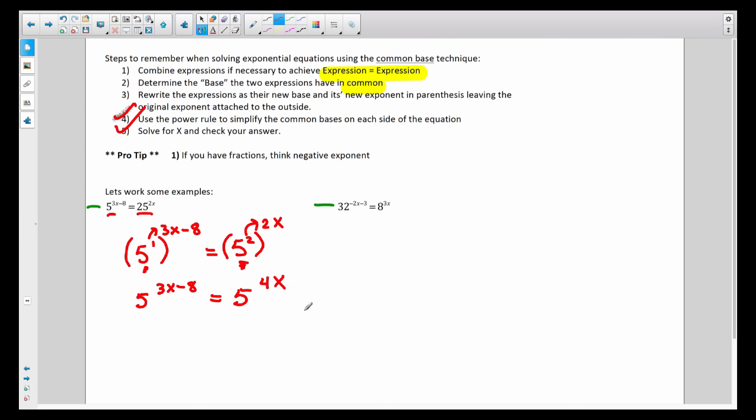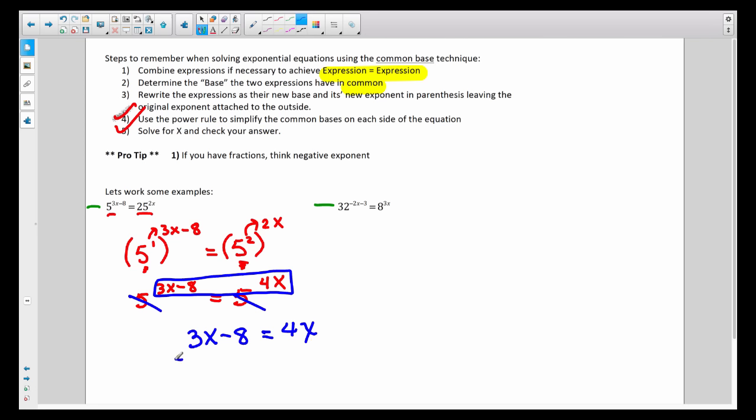Here's the thing. When you have an equation of two expressions, one expression equals another expression, if those bases are the same, they're as good as gone. And we just solve for the top, and it is that easy. I mean, look at this equation, right? 3x minus 8 equals 4x. Who can't solve that? Watch, I can't. Let's see. No, I can't.